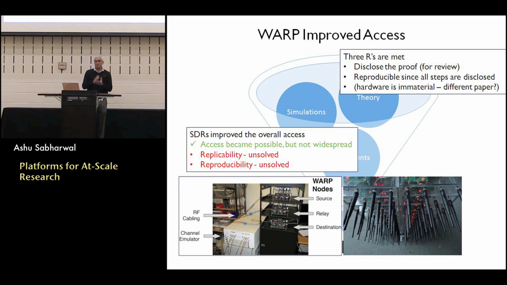Now going back to where I started the discussion, as I said, theory is easy. What did WARP achieve for us? It actually did only one thing out of those different things. It made access possible, but still not that widespread. Even though I can talk about 125 research groups, it's only 125 research groups. So if you think about it, still many universities cannot afford to build this system. And the replicability and reproducibility still remains unaddressed.